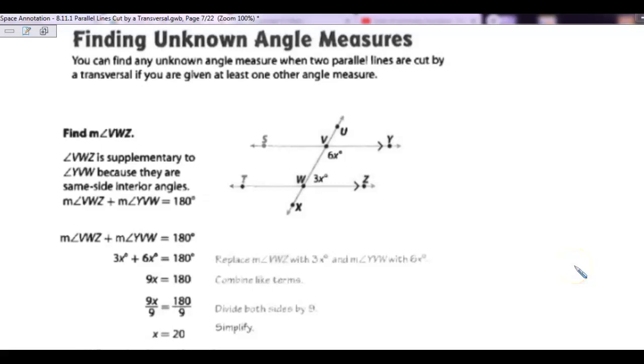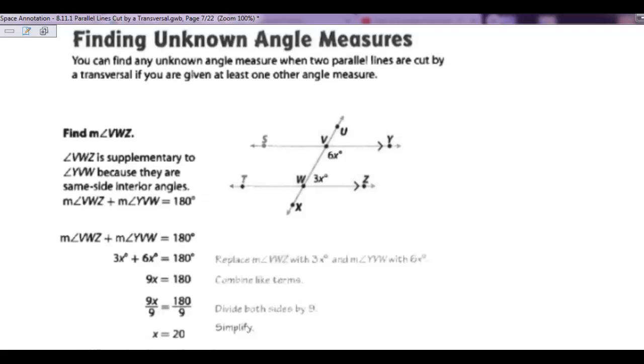Okay, welcome back to Parallel Lines Cut by a Transversal. This is part 2. Today we're going to use what we learned in the previous lesson to find unknown angle measures. You can find any unknown measure when two parallel lines are cut by a transversal if you are given at least one other angle measure.